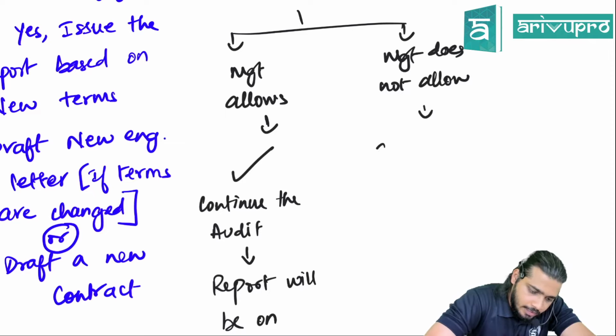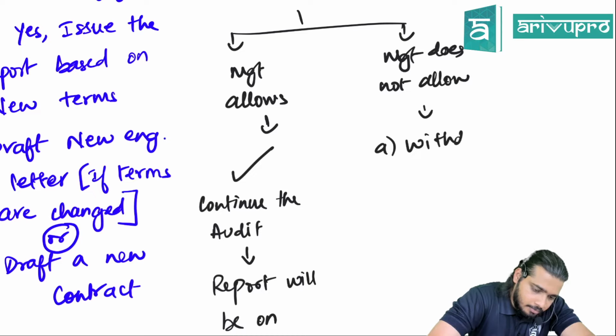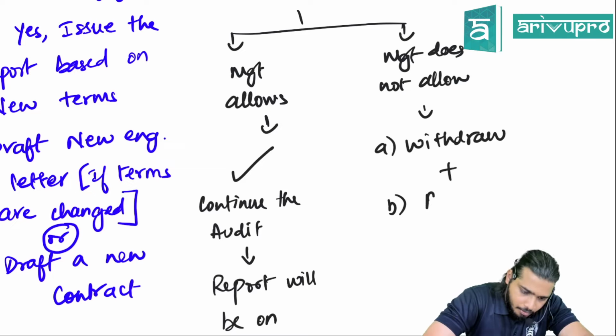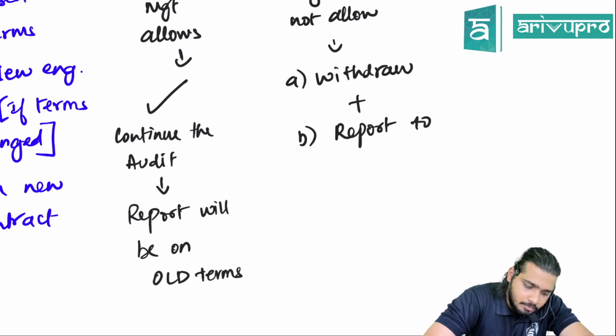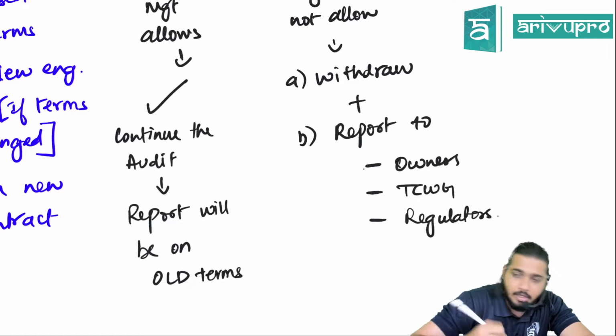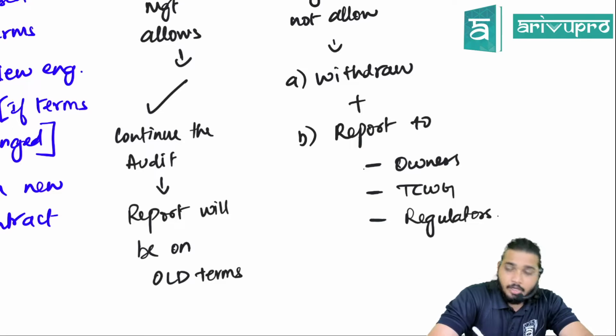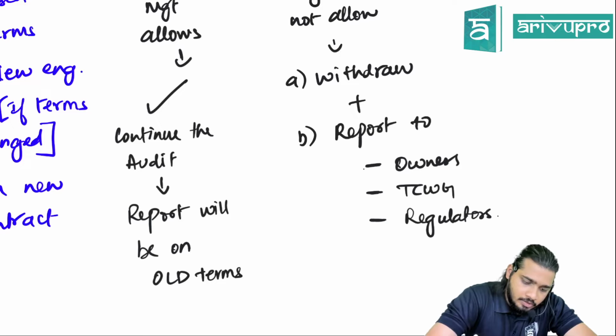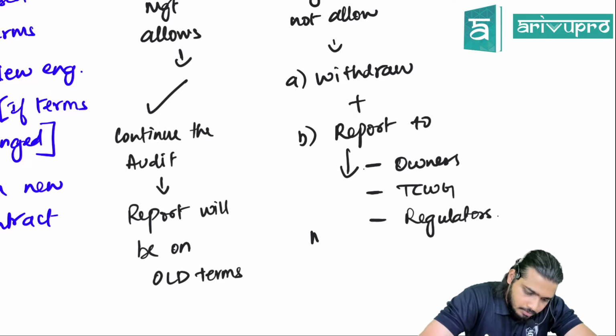A, withdraw, plus B, report. To whom? Owners, TCWG, regulators. Clear? Now report only if there is an obligation. Otherwise it is your choice. Clear? This is a must. This is mandatory.